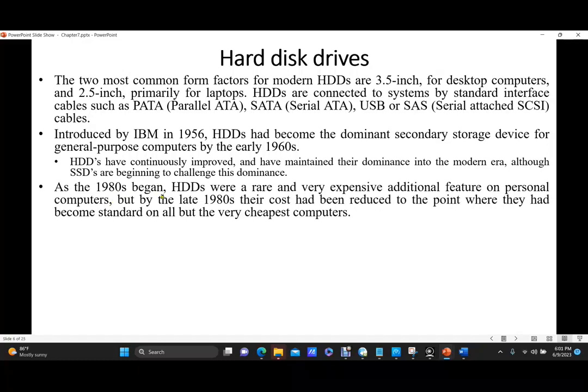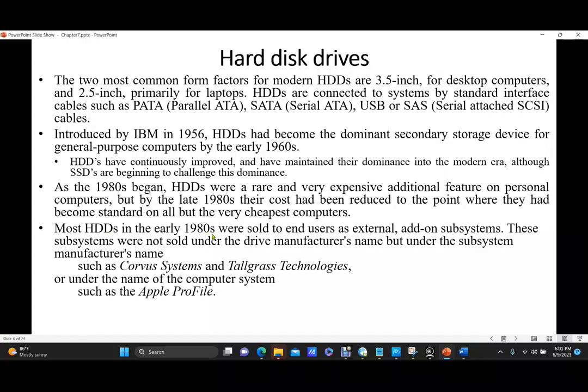As at the beginning of the 1980s, HDDs were a rare and relatively expensive additional feature for a personal computer. But by the late 1980s, the cost of HDDs had reduced to the point where they were standard on all but the very cheapest computers.